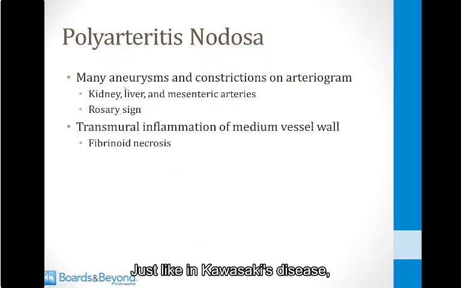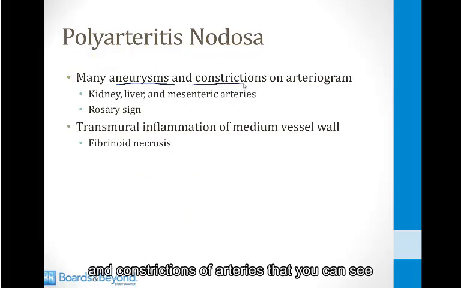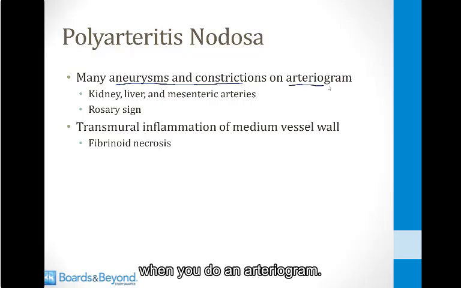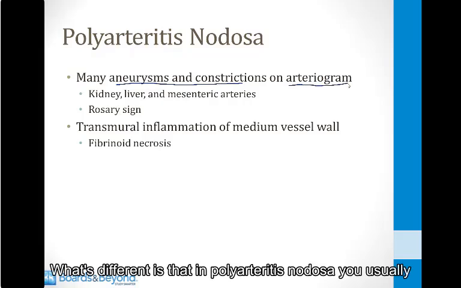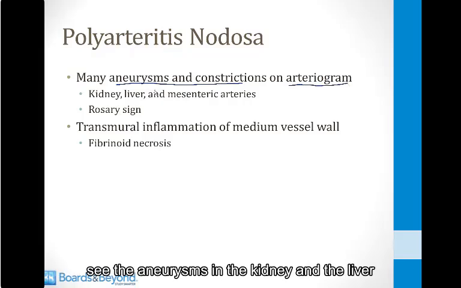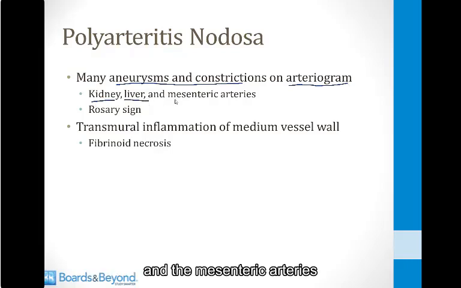Just like in Kawasaki's disease, polyarteritis nodosa can lead to aneurysms and constrictions of arteries that you can see when you do an arteriogram. What's different is that in polyarteritis nodosa, you usually see the aneurysms in the kidney and the liver and the mesenteric arteries and not in the coronary arteries.